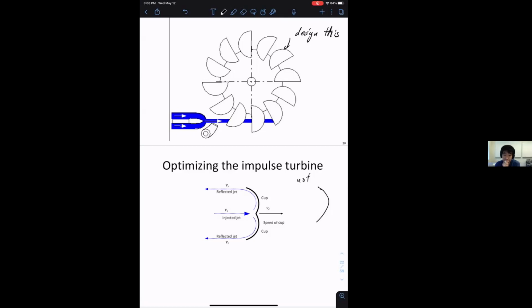Any ideas? What's wrong with this convex shape? Because that would increase the speed faster. No, speed is good. The larger the speed, the better. Power goes as V squared. The problem with the convex shape is not that the speed is larger. But why would the speed be smaller for the very smooth convex one compared to the double cup design?